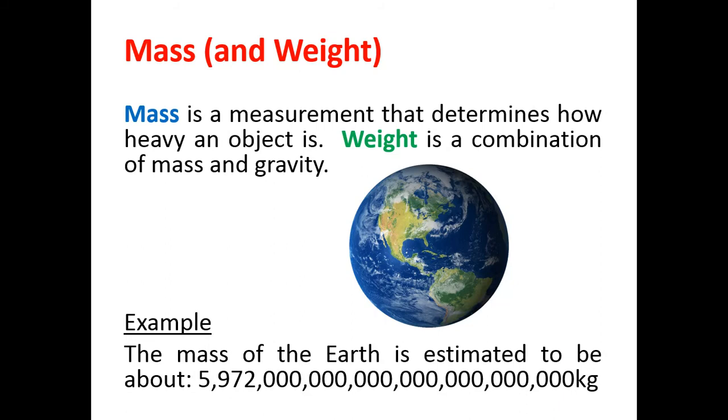Mass and weight. Mass is a measurement that determines how heavy an object is. Weight is a combination of mass and gravity. For example, the mass of the Earth is estimated to be about 5,972 hexillion kilograms.